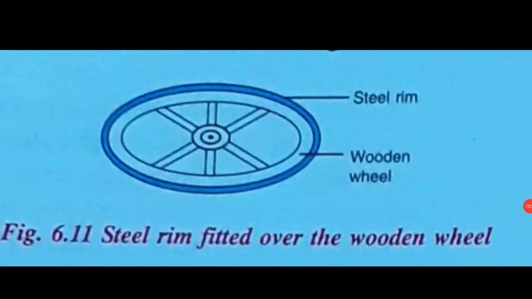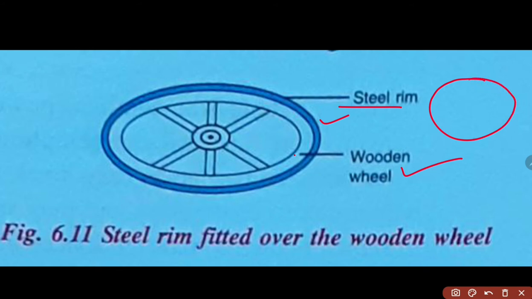So here you can see an image of a wheel of a bullock cart. This is the wooden part, as shown here, the wooden wheel, and it has a steel rim outside, the iron tire. So what happens is, when the wheel is taken first, suppose this is the wheel you are taking, the size of the tire taken will be a little bit smaller compared to the wheel.